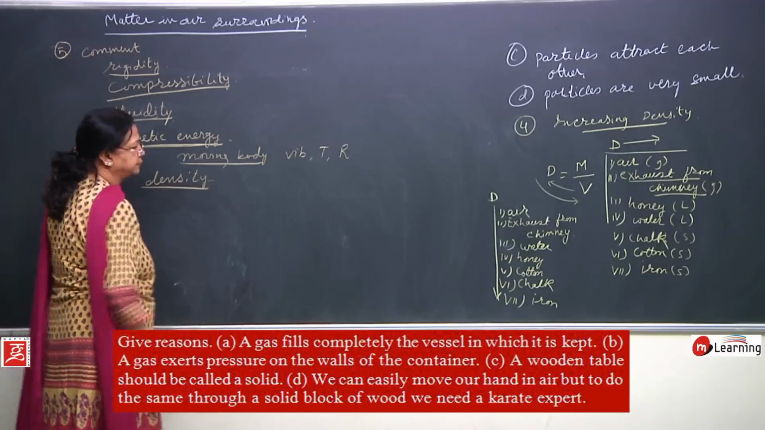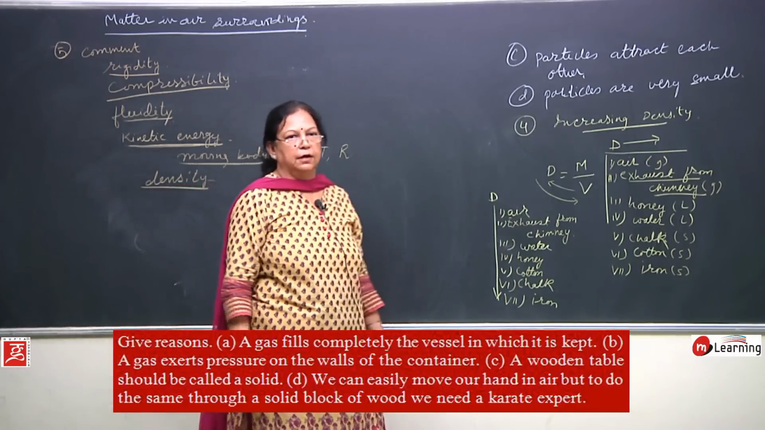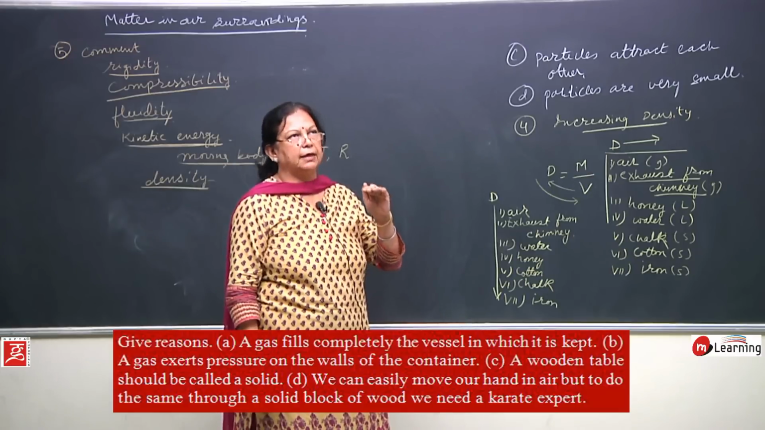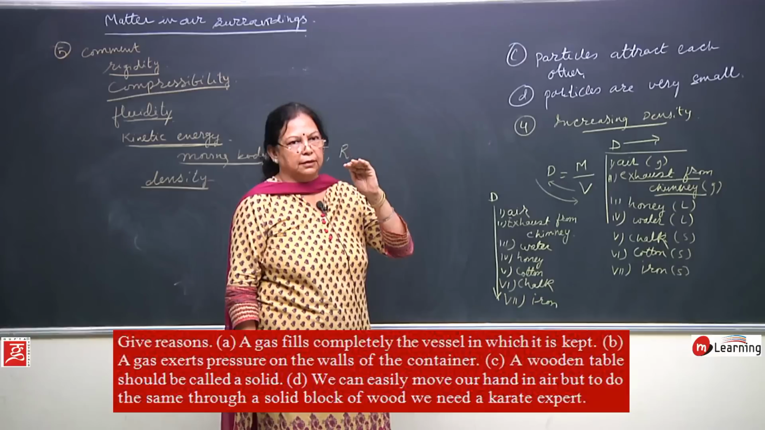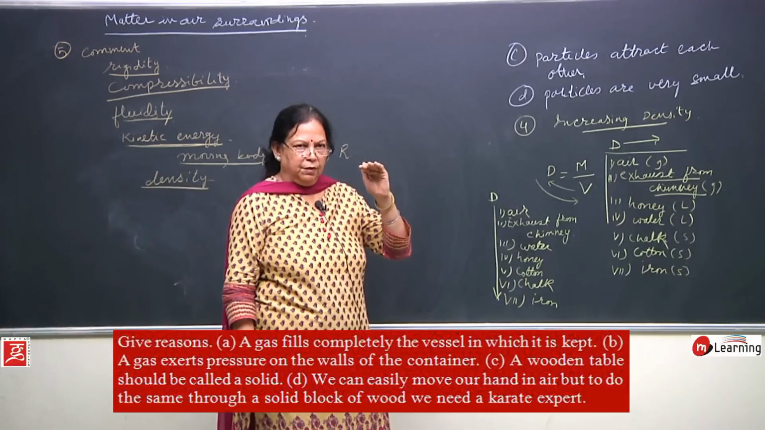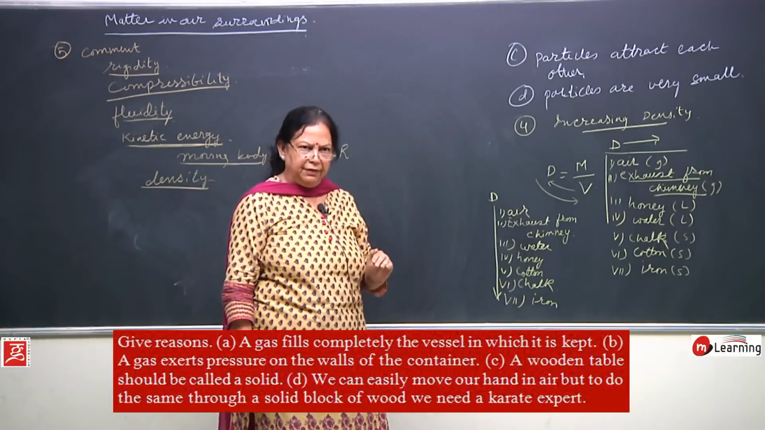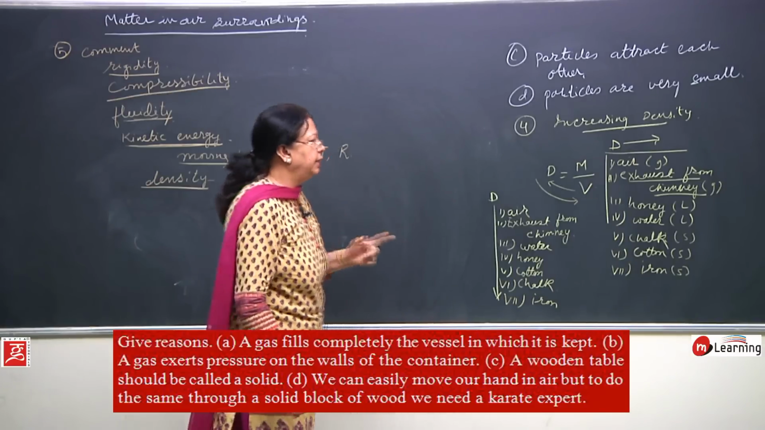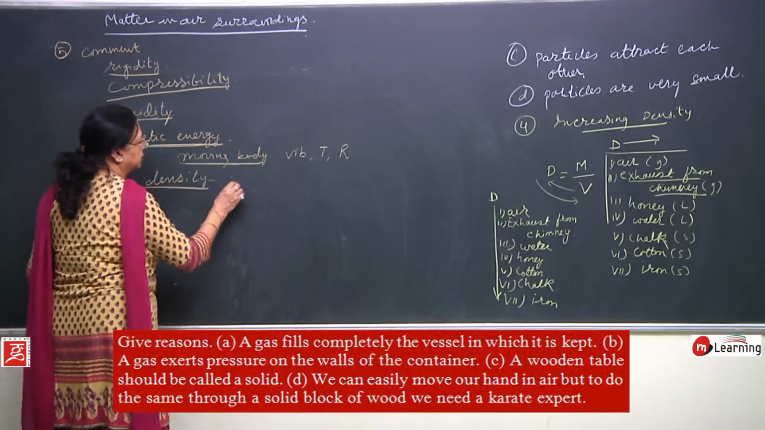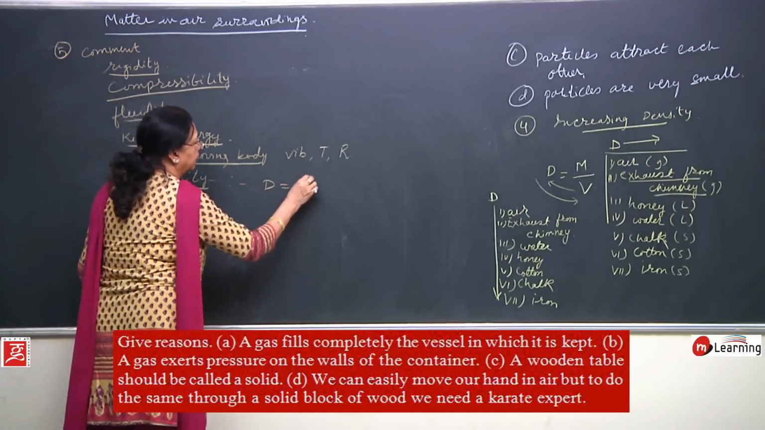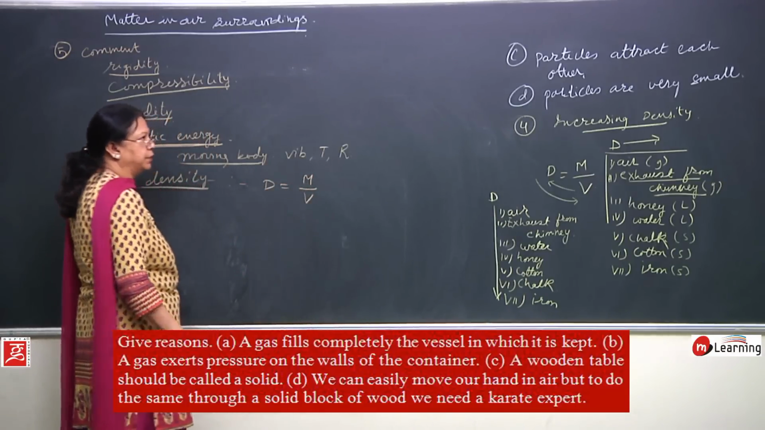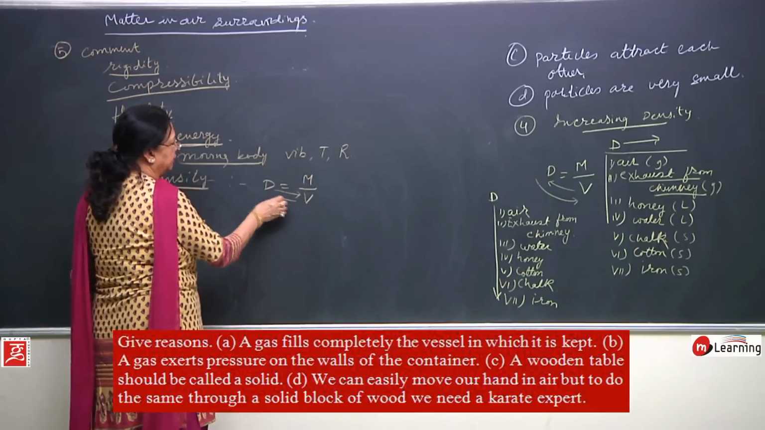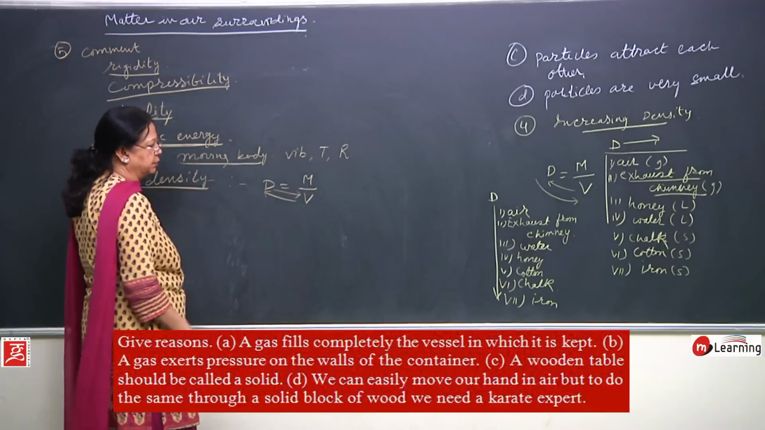What is density? Density means heaviness or lightness. If a body is light, then we say that the density is less. If the body is heavy, then we say that the density is more. And this density depends upon what? D, we say m upon v, mass per unit volume. If volume is more, density is less. If volume is less, density is more.